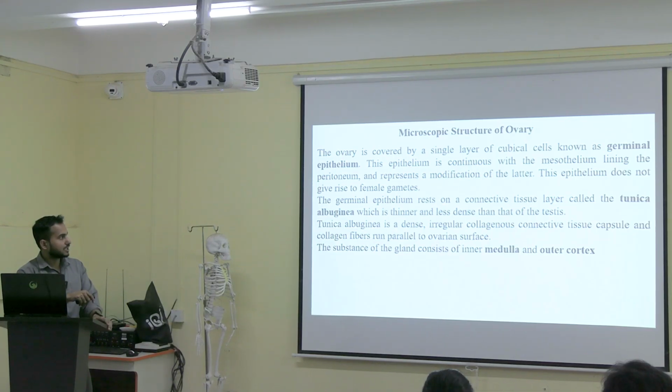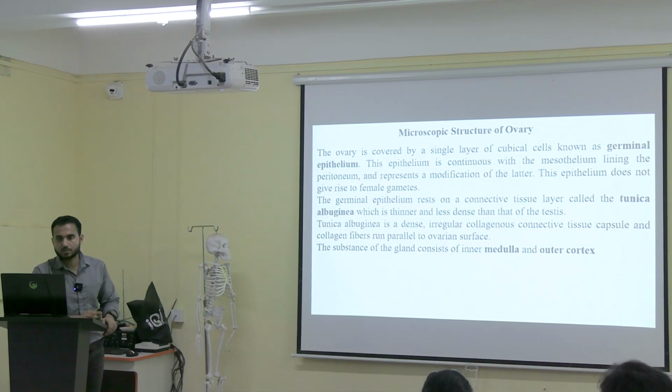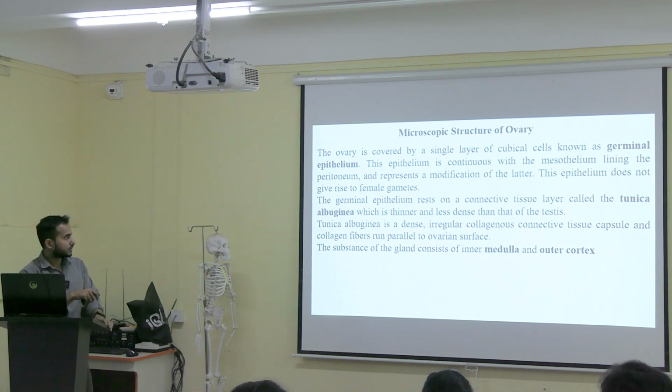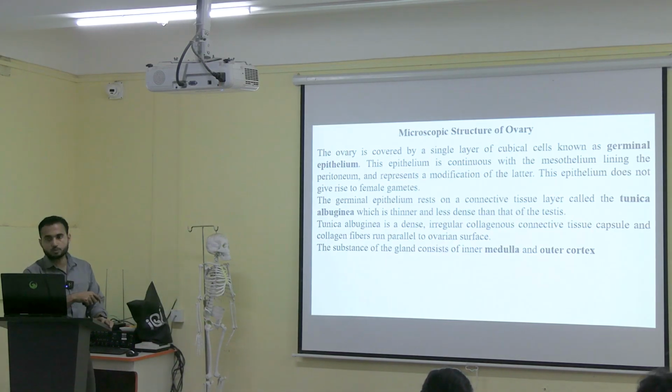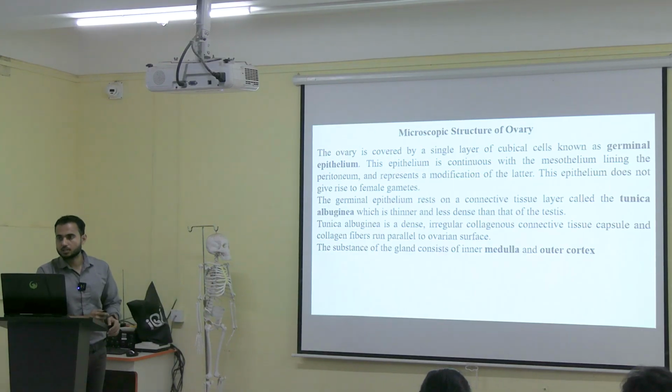Now this germinal epithelium rests on a connective tissue called the tunica albuginea. Here the thickness of the tunica albuginea is less as compared to the testis. This tunica albuginea is an irregular collagenous connective tissue capsule, where collagen fibers run parallel to the ovarian surface. Next, the substance of the gland, as I said, is divided into two parts: the inner medulla and the outer cortex.